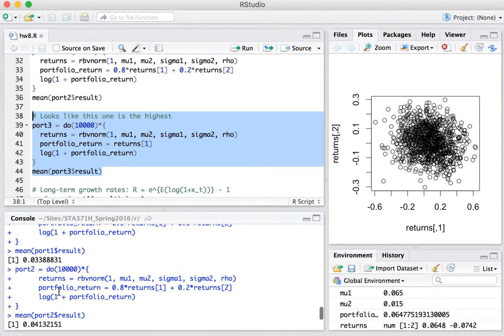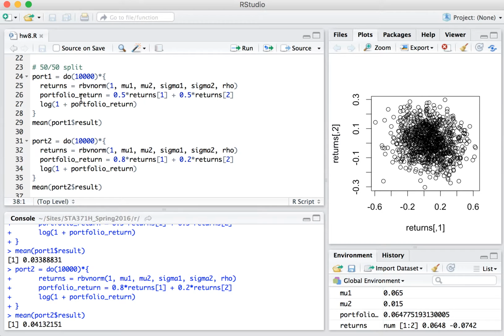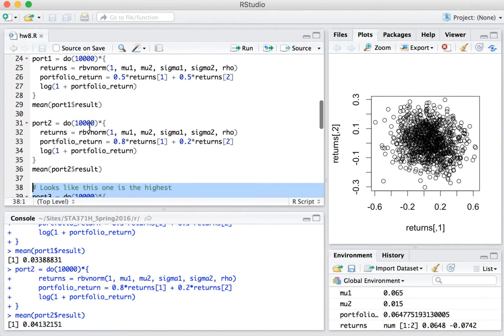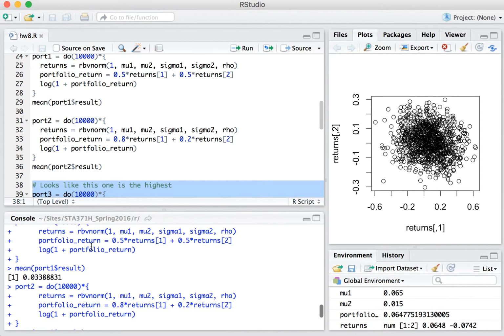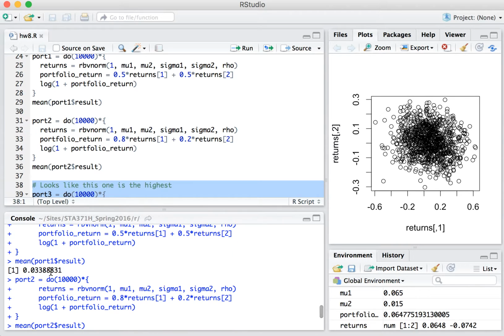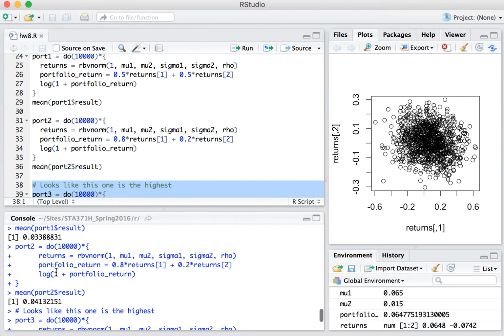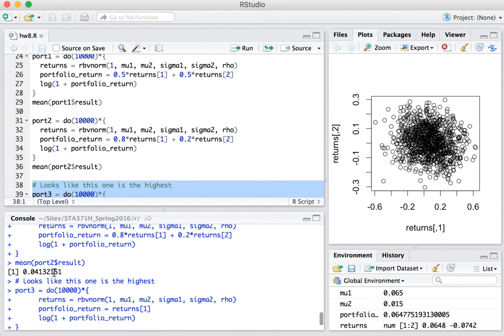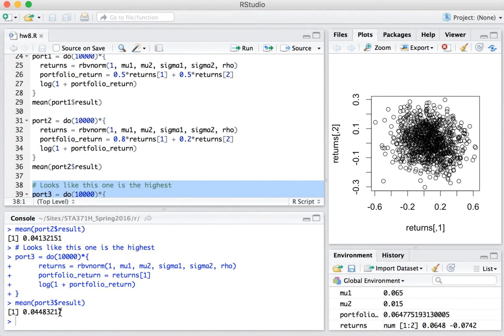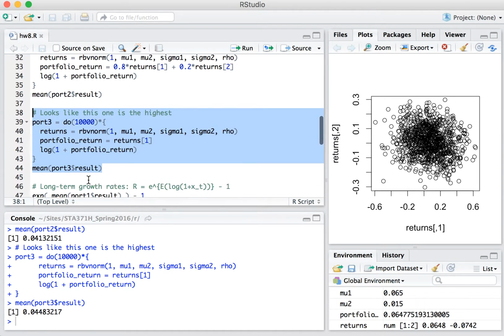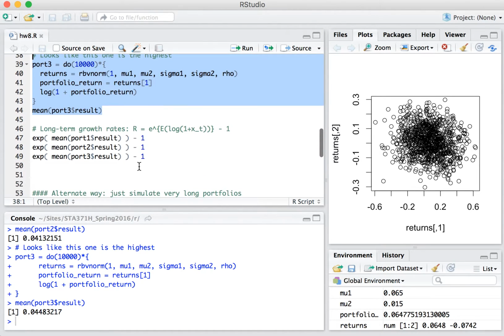One thing you'd probably want to check is if you do this again, there's some Monte Carlo variability here. You either do this again, 10,000 different samples of each one, or maybe even a larger sample size, 100,000 Monte Carlo samples, that this relative ordering is stable, that portfolio 1 always has the lowest expected value of log of 1 plus yt, portfolio 2 is in the middle, and portfolio 3, the 100% stocks, has the highest long-term growth rate.